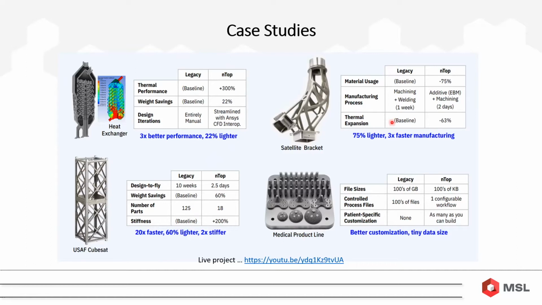Satellite bracket, aerospace and flying parts. We can use nTopology to reduce any material that we don't need, making the parts as light as they possibly can with as little material as possible. And mass customization or patient-specific devices. This is a medical product line where we print the implants for a specific patient and the surgical guides.